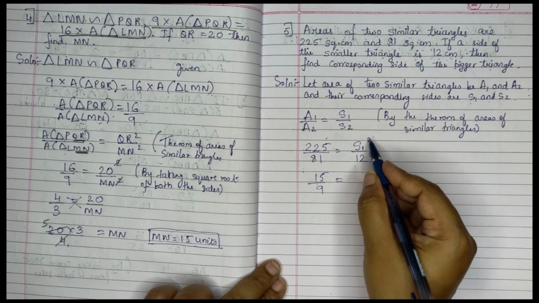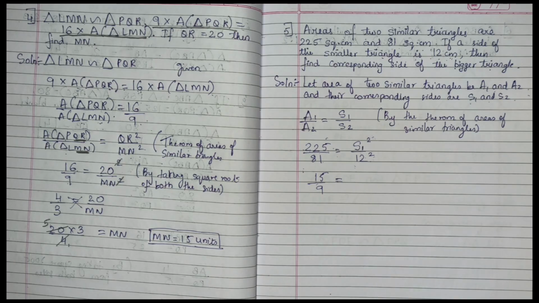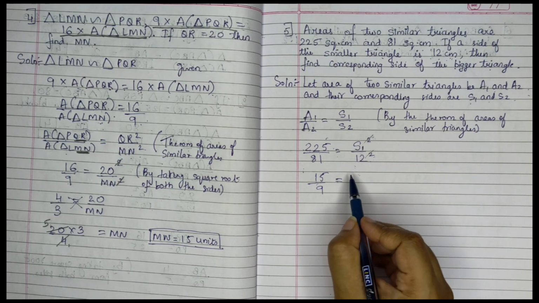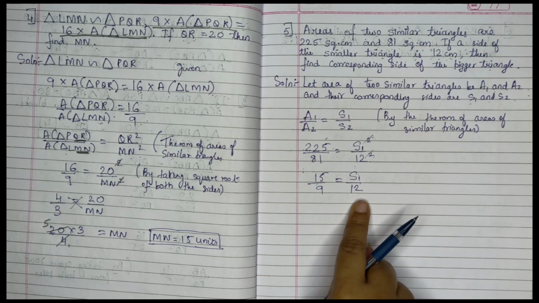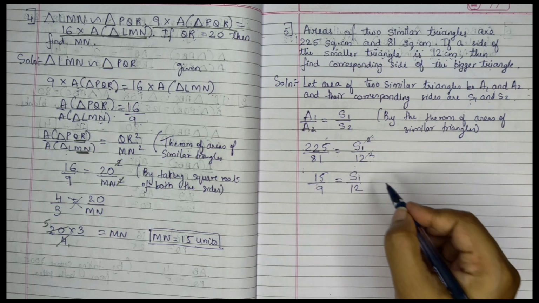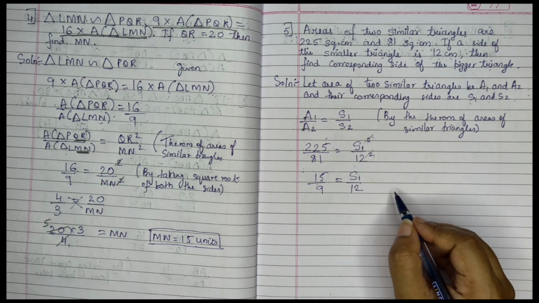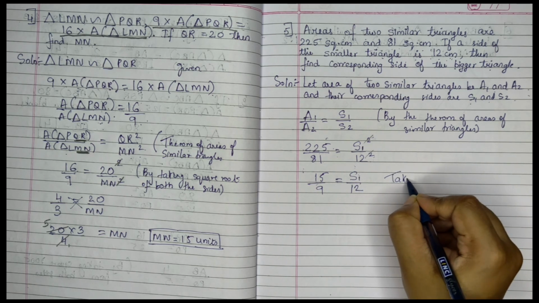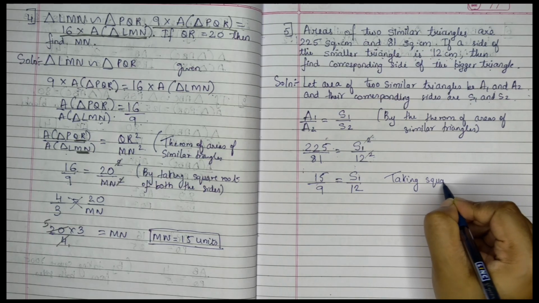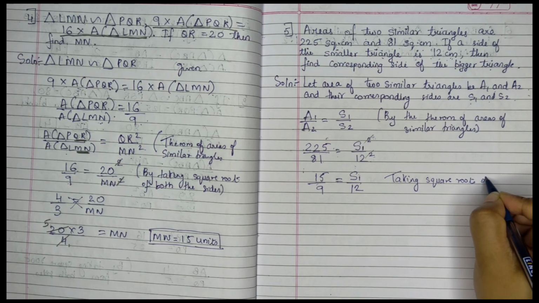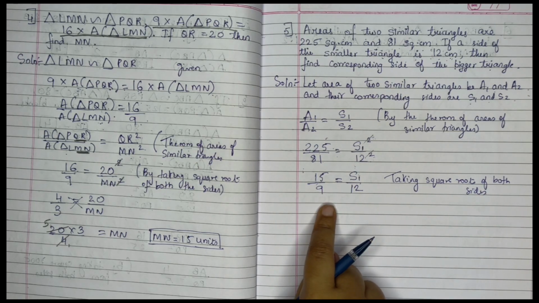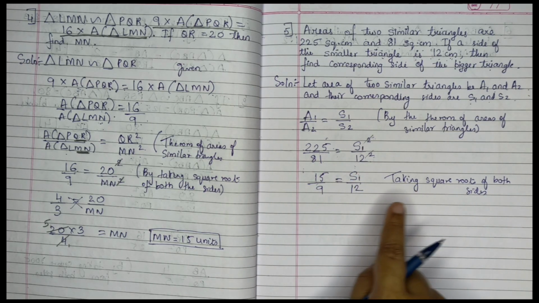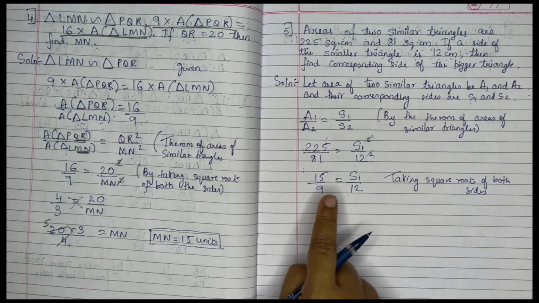Here also, when we take the square root, this 2 and this 2 will get cancelled, the squares will get cancelled. So what we get is S1 upon 12 will be as it is. Now after we got this by taking square root on both the sides, you can write here by taking square roots of both the sides. Okay, so understood how we get this? By taking square root from both the sides, we get 15 upon 9 is equal to S1 upon 12.